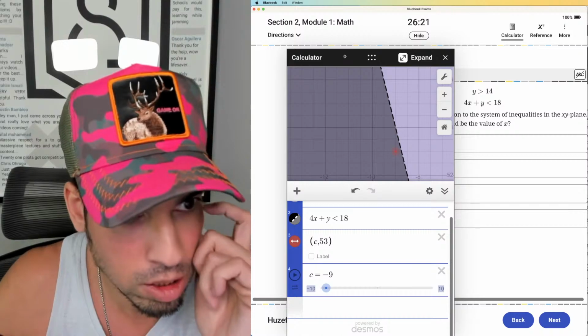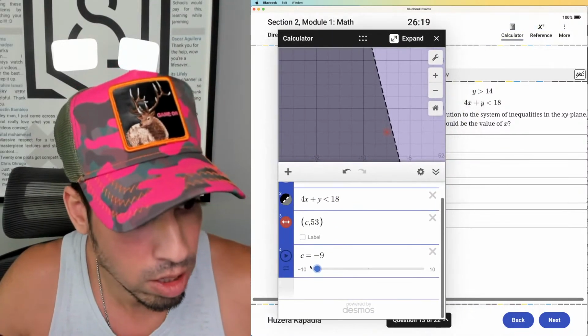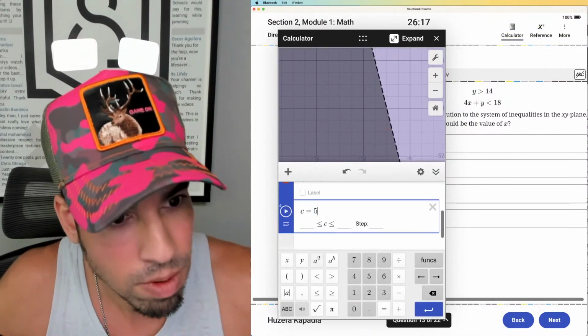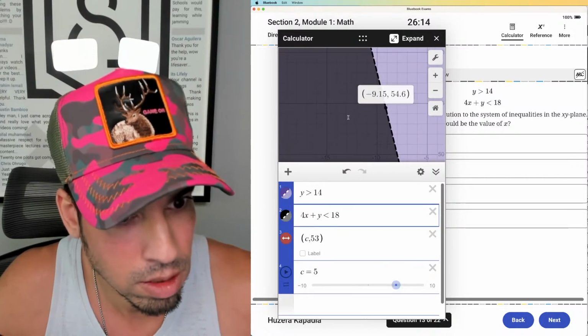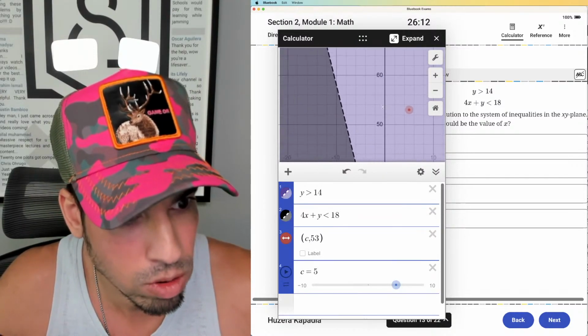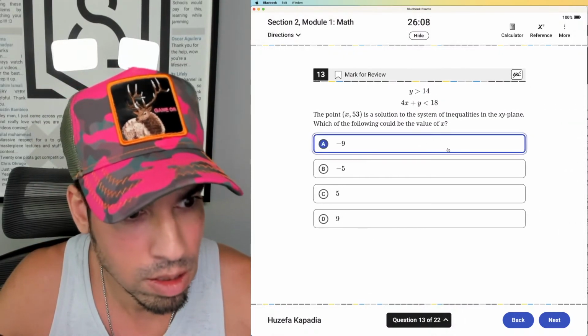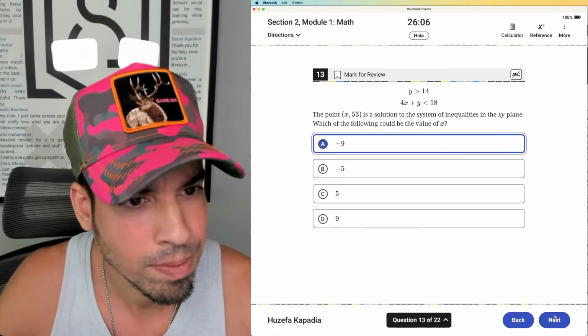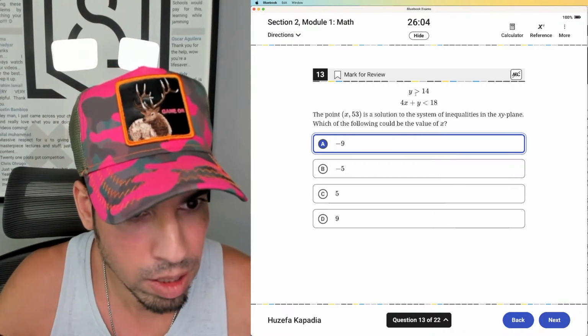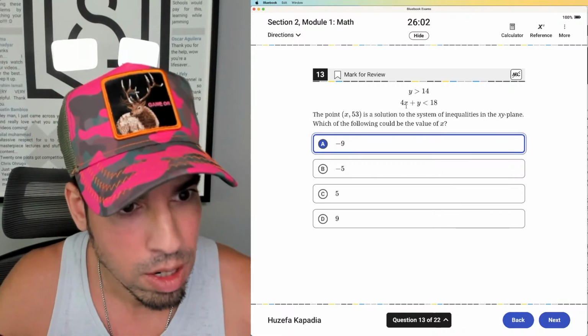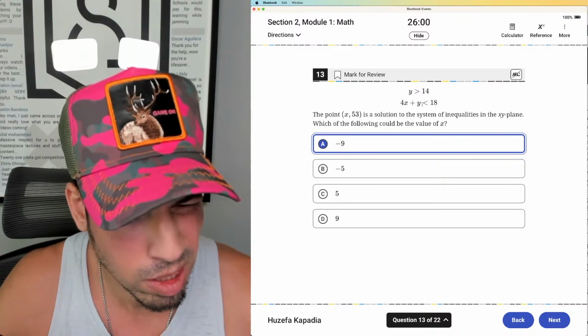And then just to check the other two, 5 and 9. Sorry, I didn't realize I was so zoomed in. 5, definitely not, because that's going to be over here. So that's out, and the 9's obviously even farther out. So anyways, negative 9, A is the winner. Done. Oh, and then you could plug in 53. Well, 53 obviously works. Negative 9, negative 36 was 53. Yep, it works.